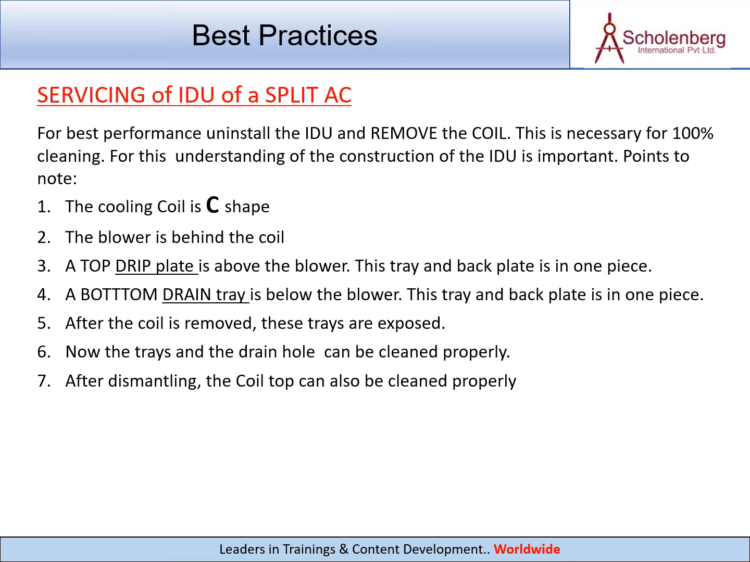3. A top drip plate is above the blower. This tray and back plate is in one piece. 4. A bottom drain tray is below the blower. This tray and back plate is in one piece. 5. After the coil is removed, these trays are exposed. 6. Now the trays and the drain hole can be cleaned properly. 7. After dismantling, the coil top can also be cleaned properly.